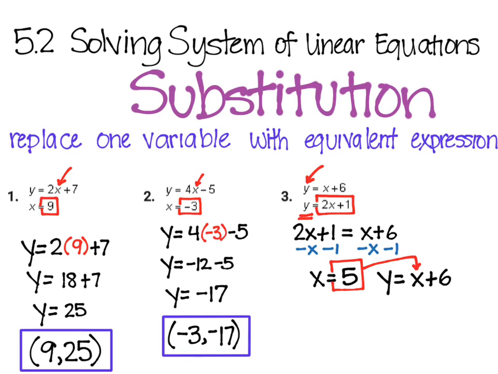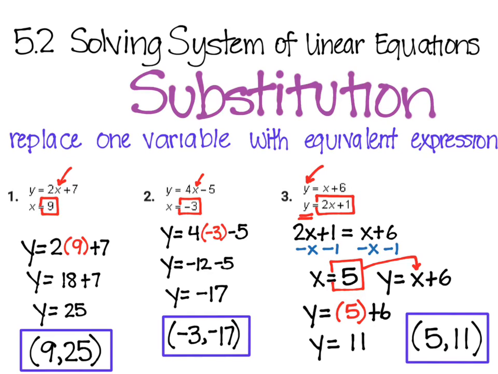I'm going to pick the top one, that y equals x plus 6, because it just seemed easier to substitute in. So now we're going to put that 5 into this equation. And we get y equals 5 plus 6, which is 11. So my answer is that when x is 5, y is 11. And so we answer it in the ordered pair.